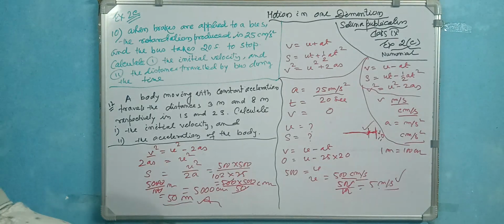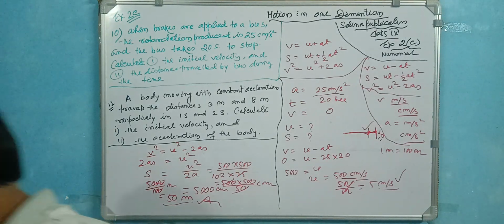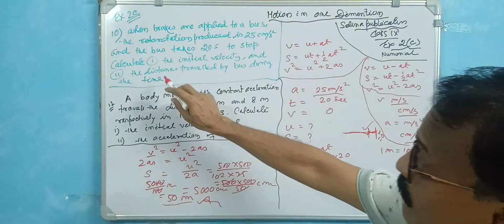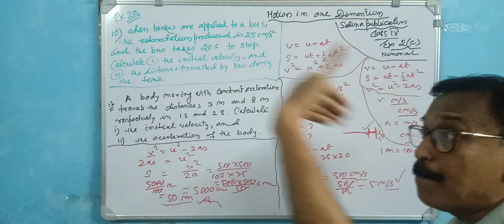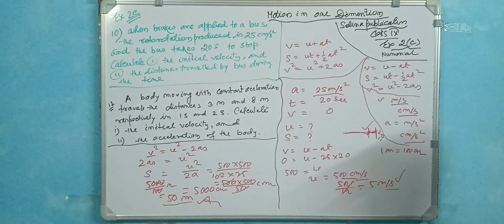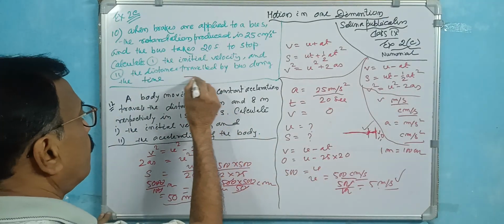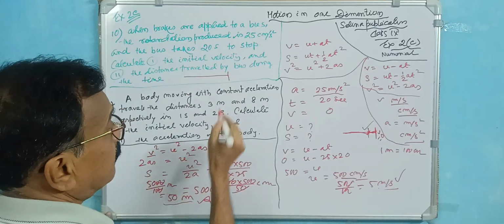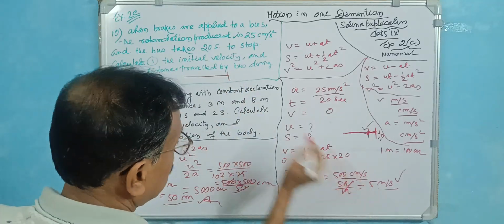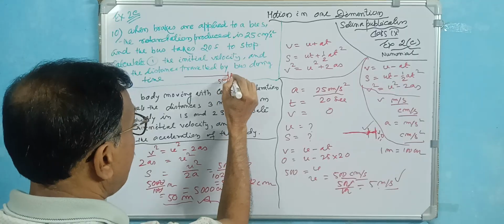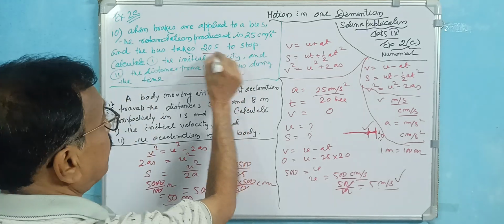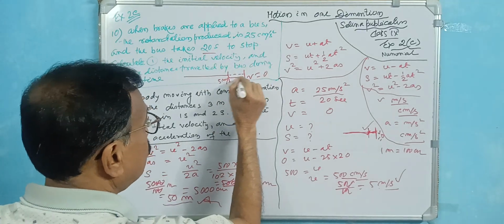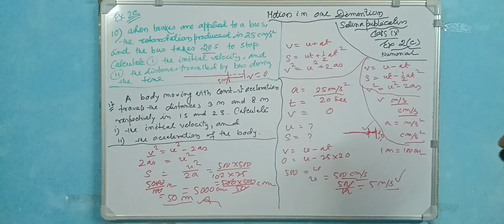But a very important concept here: what distance do you calculate? The distance traveled by the bus during the time, during the time you apply the brake. The bus is moving in this way, but you apply the brake here. So what is the initial velocity? Now this is 5 meter per second. You apply the brake, but you cannot stop suddenly. It keeps moving for 20 seconds. So V is 0. You calculate this distance, not the whole journey. Calculate this distance, because you don't know the distance here.